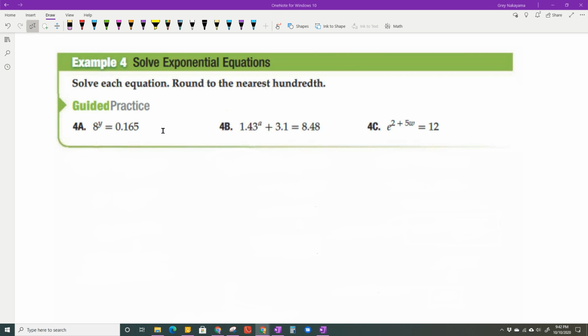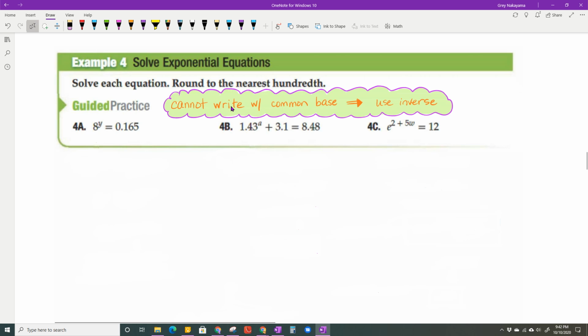So you can remember a couple of things. But what I like to do is use inverses. This is an exponential equation here. And how do I undo that? I cannot write these with a common base, so I'm going to use the inverse. What is the inverse of the exponential? It is the logarithmic. So that means I can take the log of both sides, and I can use whatever base I want, but I'm going to use the base of my exponent, because when I do, then I'm going to have something that looks like this.